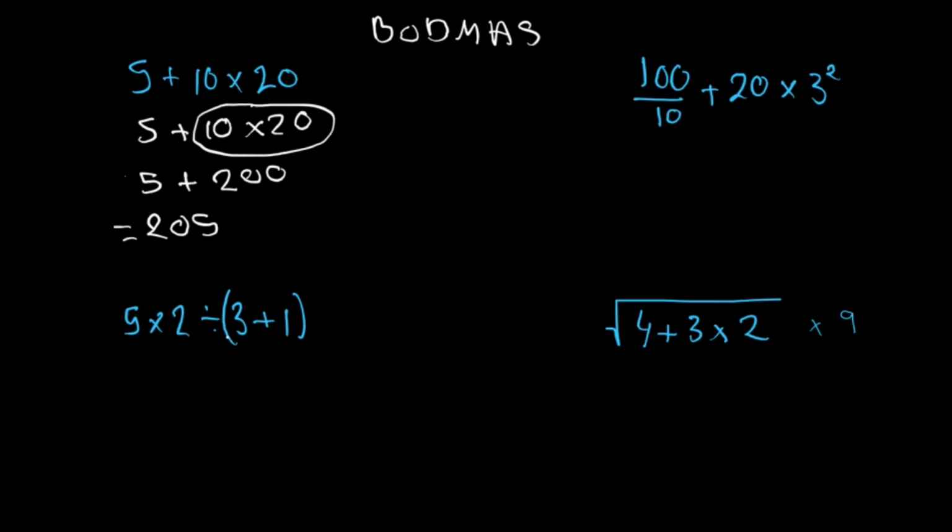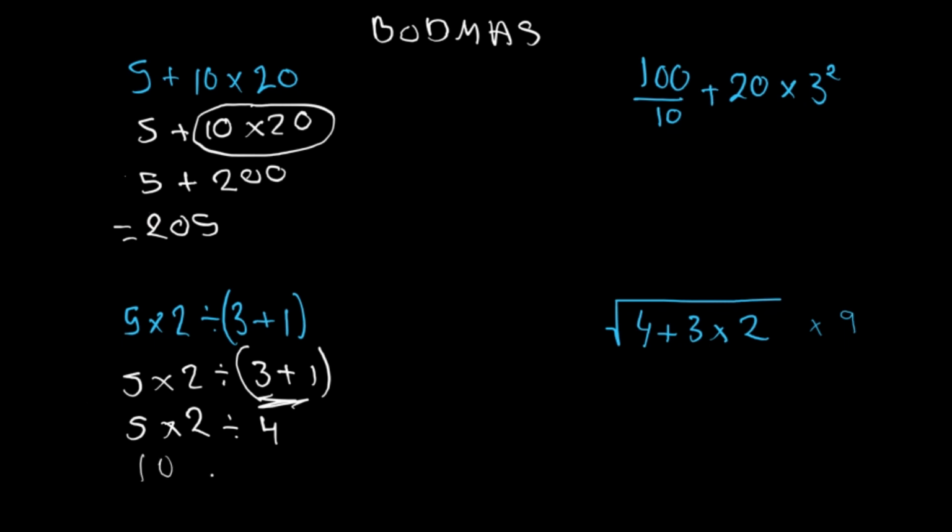5 times 2 divided by 3 plus 1. First step, you do the brackets. So 5 times 2 divided by (3 plus 1). You do the brackets first. So then it becomes 5 times 2 divided by 4. And then you go from left to right. According to BODMAS, left to right. So 5 times 2, 10, then divided by 4, which then becomes 2.5.